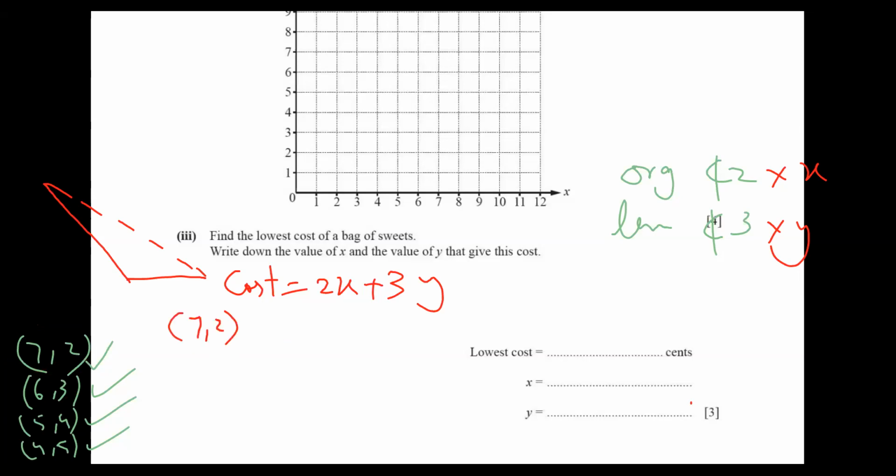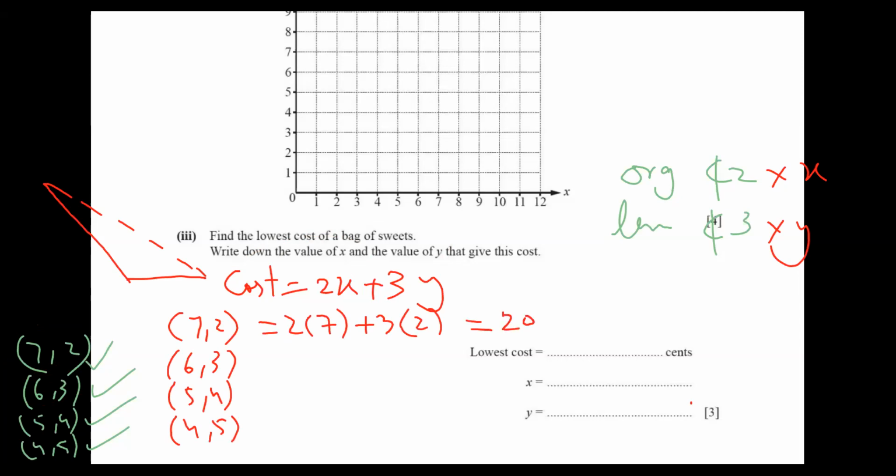First, I will try 7, 2, then I try 6, 3, then I try 5, 4, then I try 4, 5. Let's see which gives a lesser answer. This 7 will go in the place of x, and 2 will go in the place of y. So I'm going to find it now. Get ready. 2 times 7 plus 3 times 2. So 14 plus 6 becomes 20 cents. 20 cents. Okay. Next one.